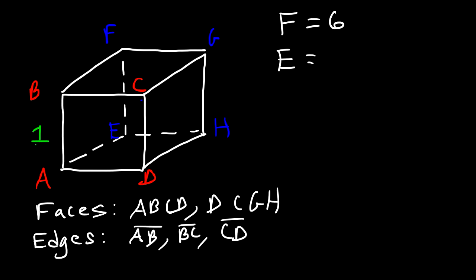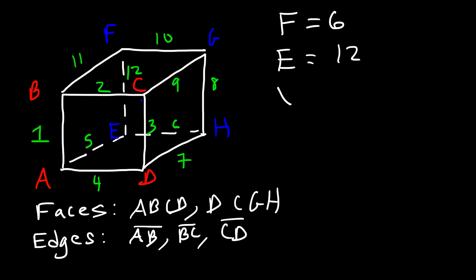So AB is 1, BC is 2, CD is 3, AD is 4, and then we have AE, which is 5, EH is 6, DH is 7, GH is 8, CG is 9, FG is 10, BF is 11, and in the back we have EF, which is 12. So a cube has 12 edges.